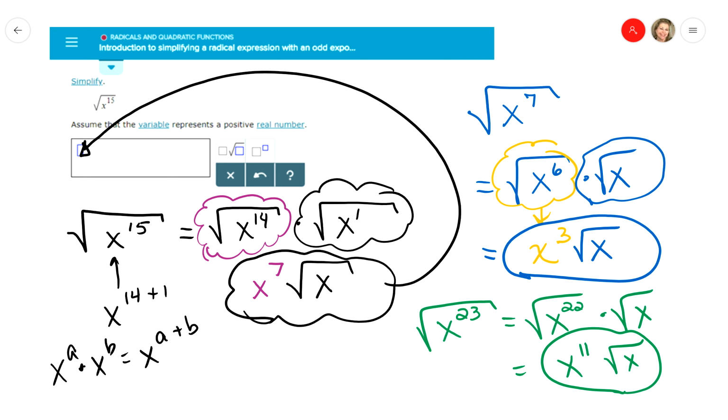You can get part of it out from under the radical, but the x has to stay behind. So, and there you go.